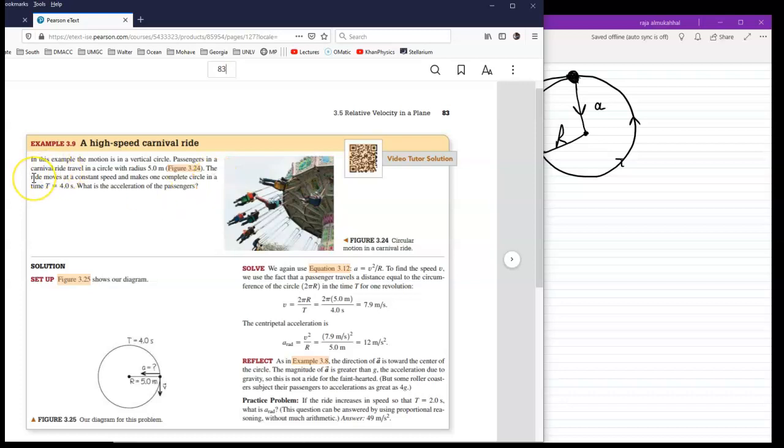The ride moves at a constant speed. Now, it doesn't mean constant velocity because it's changing direction, remember? At a constant speed, and makes one complete circle in a time of 4 seconds. This big T we call the period. What is a period? A period is the time it takes to complete one cycle or one circle. I like to use the Greek letter tau rather than big T. But anyway, now he's asking, what is the acceleration of the passengers? Simple problem.